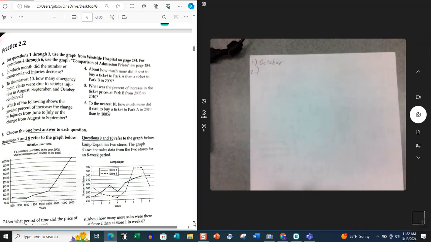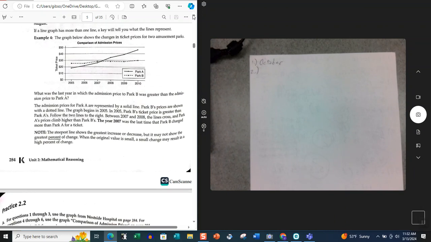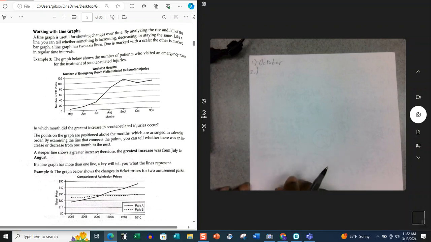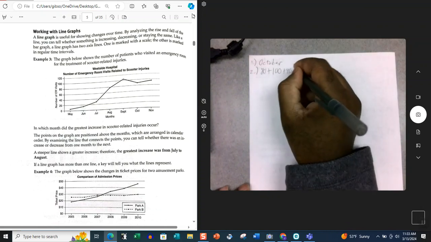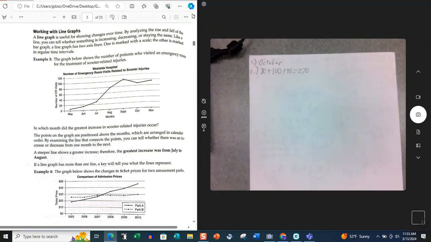Okay, number 2, it says to the nearest 10, how many emergency room visits were due to scooter injuries in August, September, and October combined? So August, we want to go to the nearest 10. August is 80. September, so we're going to try what they said here. We'll make that 100. And then October, we'll make that 90. So if we add all of these up, it'll give us 270.